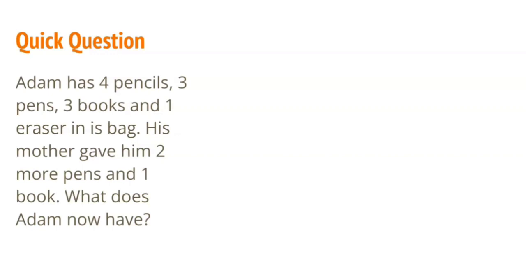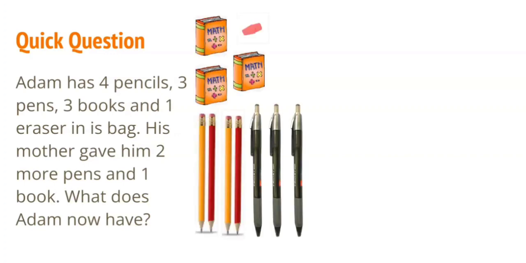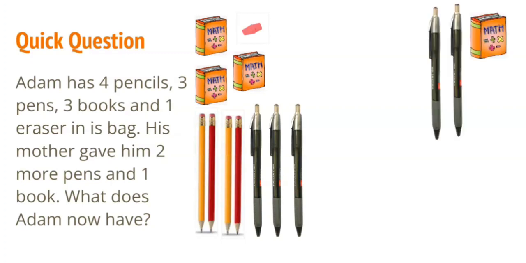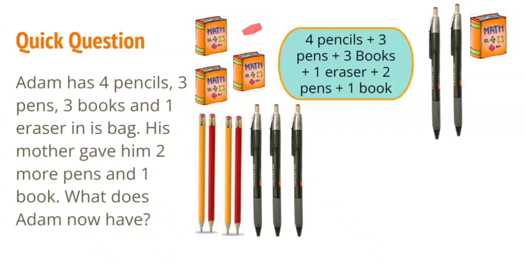To answer this problem, we can start by using graphics to represent whatever it is that Adam has. Then we can use graphics to represent what his mommy gave him. So we know that if we add up all of these things together, we can know exactly how many resources Adam would have. This tells us that he will have 4 pencils plus 3 pens plus 3 books plus 1 eraser plus 2 more pens plus 1 book.